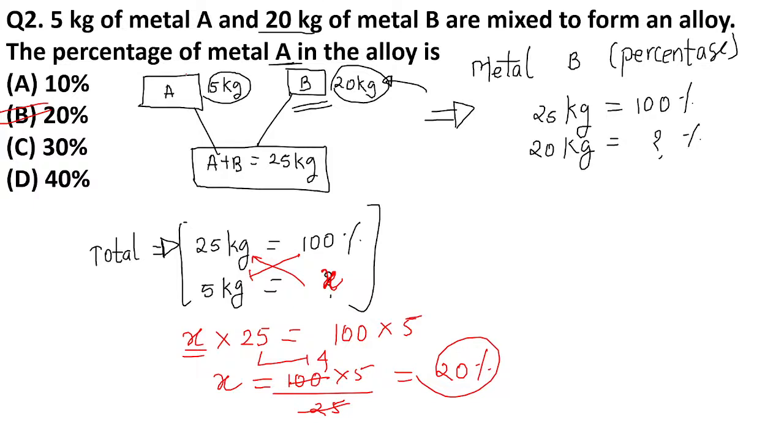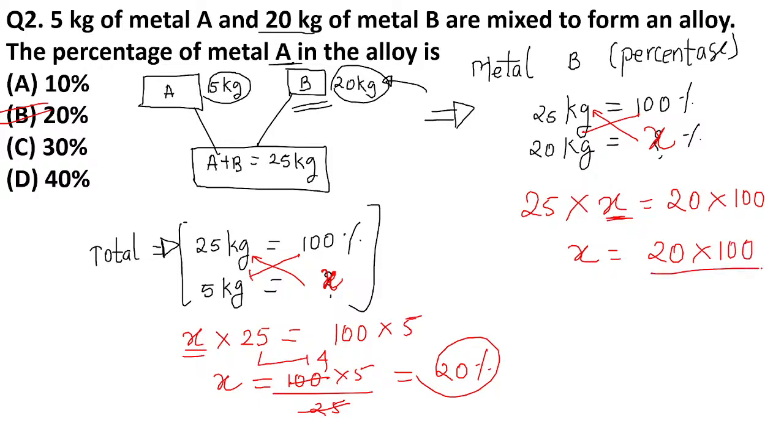Correct? For this now, if they ask you for metal B, what do you do here again? The same thing. Ma'am, 25 kg is equivalent to 100%. So 20 kg will be equivalent to how much percent? So 25 into, let this be x. So x is equal to 20 into 100. You have to find the value of x. So x is equal to 20 into 100 divided by 25. 25 fours are, x is equal to 80%. Clear? Is everyone clear with this?